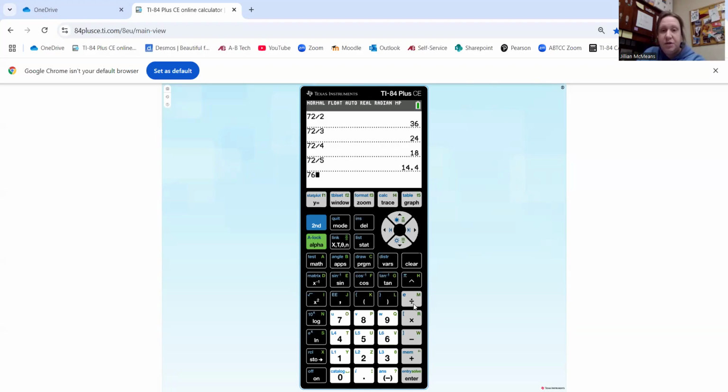So then we do 72 divided by 6. Hopefully you know this is a factor pair. So 72 divided by 6 is 12. So 6 and 12 would be a factor pair. 72 is not divisible by 7. Prove it to yourself. Decimal, toss it out. 72 divided by 8 is 9. That's going to be a factor pair.